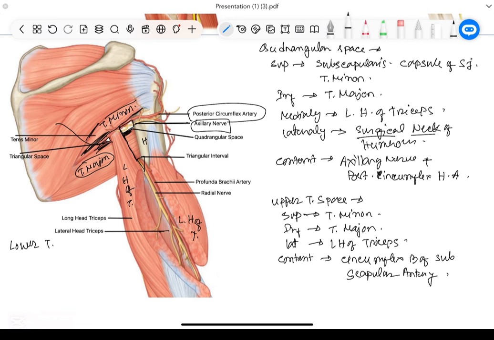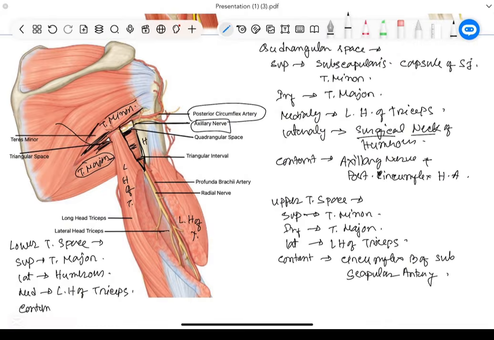Now let's write about the lower triangular space. The lower triangular space is here. So what is its boundary? If we see superiorly, superiorly will be this muscle. What is this muscle? Already we know this is the teres major. So teres major is superiorly, the upper border of the teres major. What is medially? Medially we can say here the lateral border of the long head of triceps. And what is laterally? Laterally this is a structure. What is this? It is the humerus.